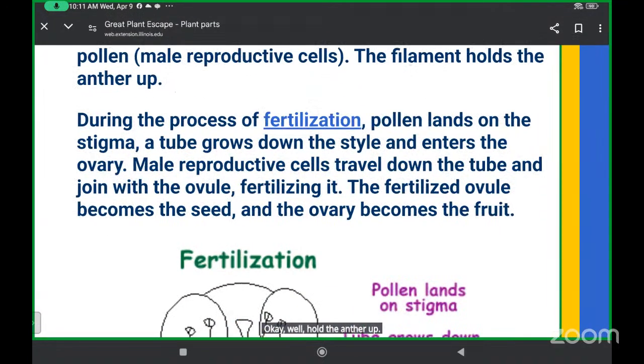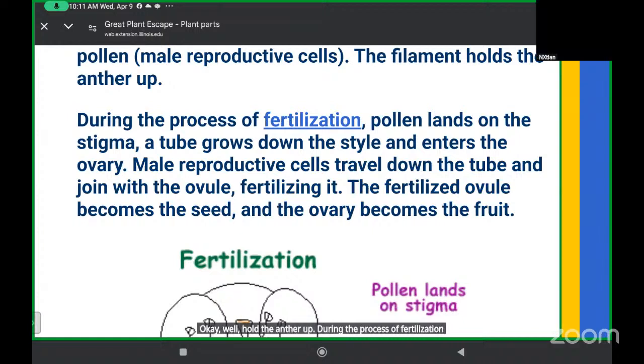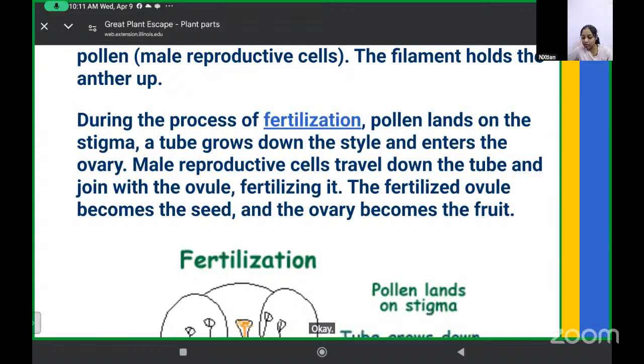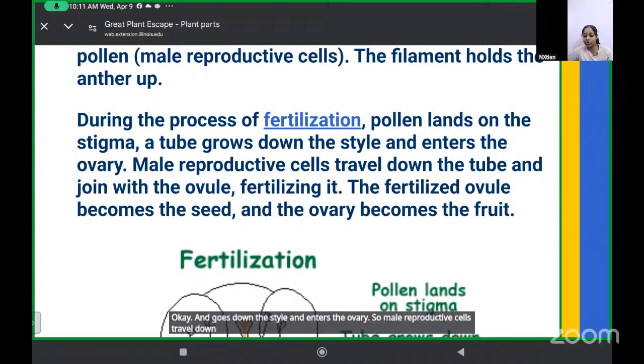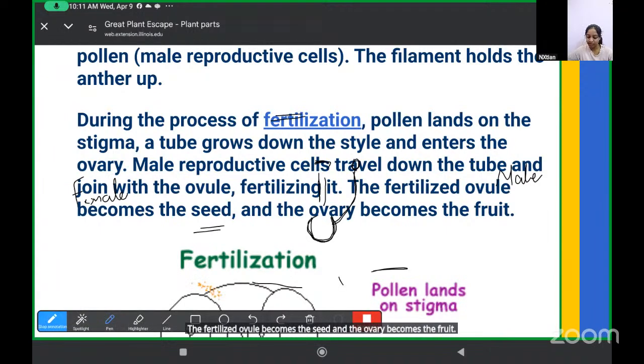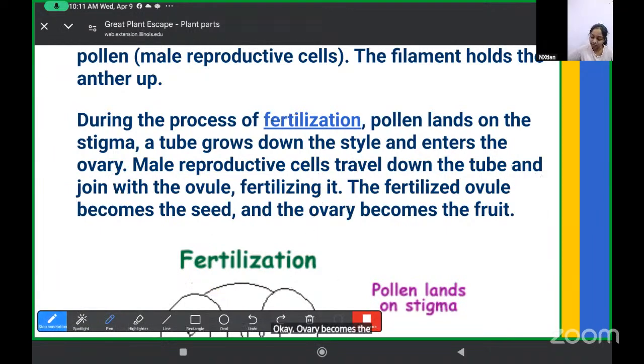During the process of fertilization, what happens is that the pollen lands on the stigma and goes down the style and enters the ovary. So male reproductive cells travel down the tube and join with the ovule, fertilizing it. The fertilized ovule becomes the seed and the ovary becomes the fruit.